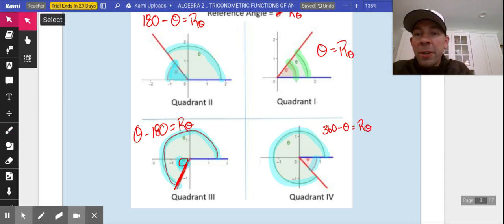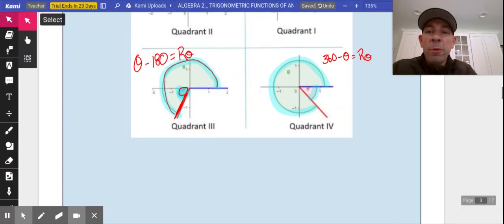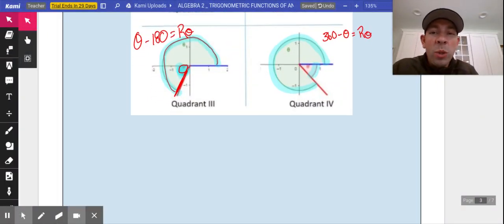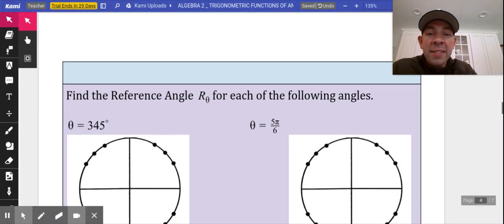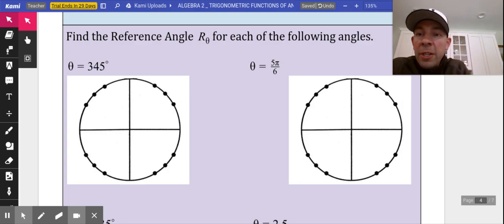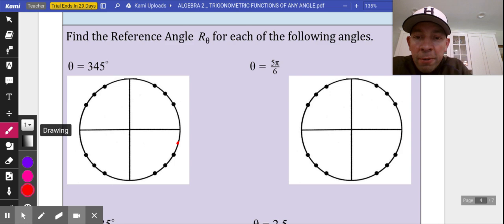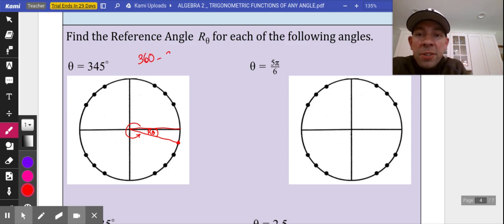So those are kind of like a little cheat sheet for the formula, so to speak, for each individual quadrant. But really, I don't think it's about memorizing a formula so much. It's more about being able to visualize the angle in standard position and see how far the terminal ray is from the x-axis. So let's draw a couple here. So 345 degrees is going to be like way over here. Here's 345. The reference angle is going to be right here. So all I'm going to do is go 360 minus 345. That's going to give me 15 degrees as a reference angle.